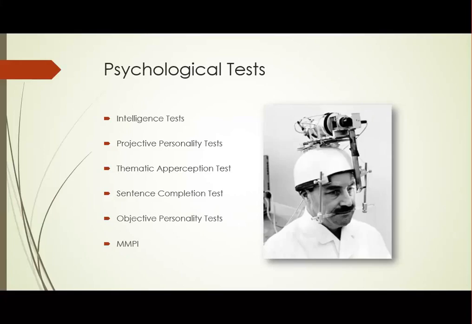Other types are the Thematic Apperception Test, or the TAT. It uses simple pictures to elicit the client's stories about them. The sentence completion test is related to free association methods. It gives a sentence stem, and then a person will finish that sentence. Objective personality tests are structured and more reliable and valid.